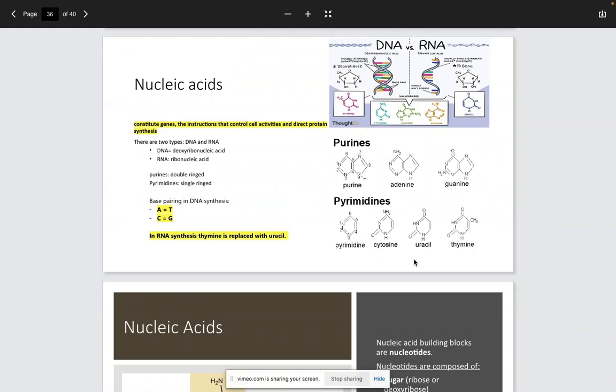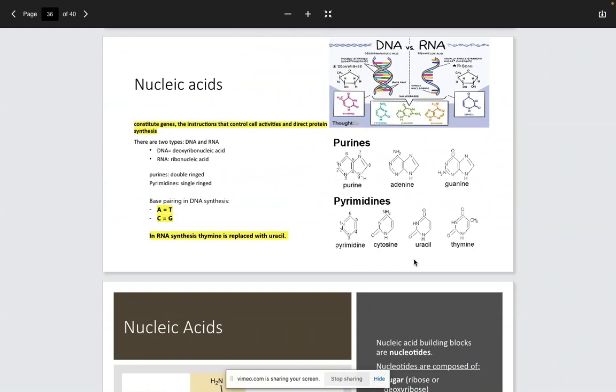There's two types of nucleic acids. We're going to have DNA and RNA. DNA is deoxyribonucleic acid, whereas RNA is ribonucleic acid. We know the difference between DNA and RNA is that DNA is double-stranded, RNA is single-stranded. DNA uses thymine, whereas RNA uses uracil.